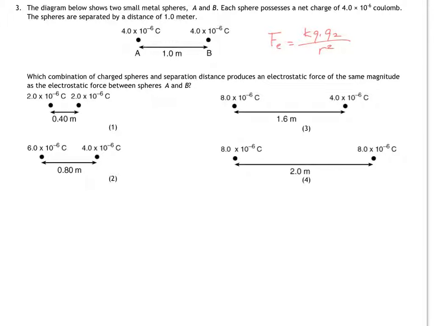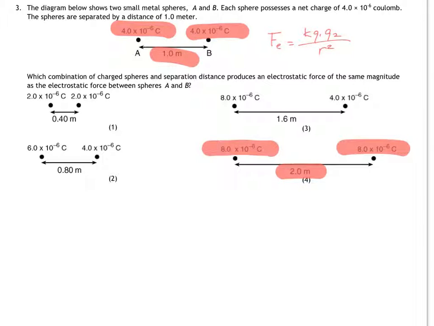As I was looking through the answer choices, I noticed that choice 4 was particularly appealing for more than one reason. I know that 8 by 10 to the 6 is twice 4 by 10 to the 6, and I see that twice here. I also know that 2 meters is twice 1, so it's really easy to see how I would manipulate this equation. I suggest that we would simply double the Q, and double this Q, and double this R.